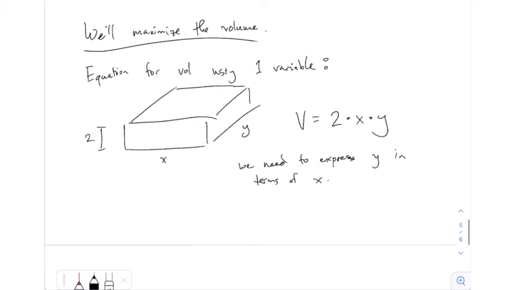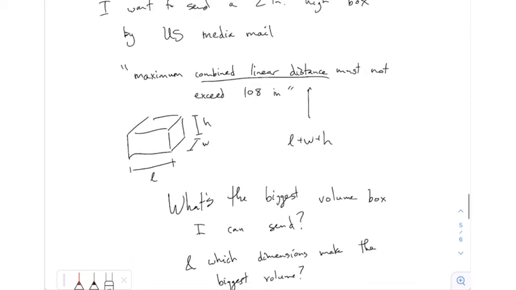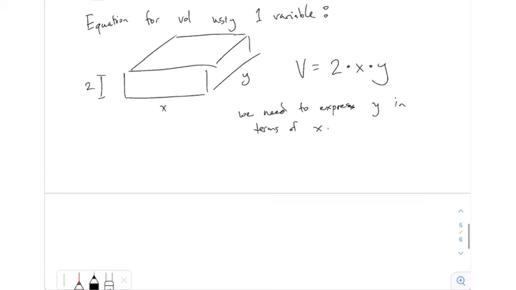The more information in this case is that these things are supposed to add up to not exceed 108. Now, if I want to make the box as big as possible in terms of its volume, I'm going to make it add up to 108. I'm going to max out this thing here. So this is the other bit of information: 2 plus x plus y equals 108. That's because I'm going to make the box as big as I'm allowed.